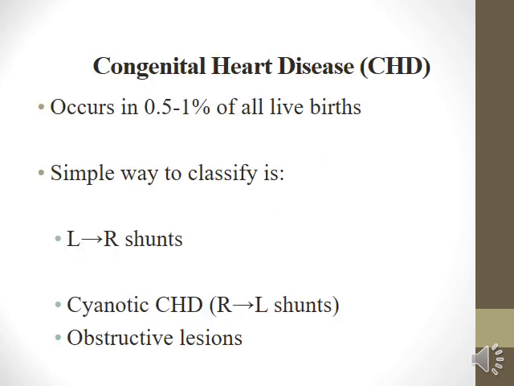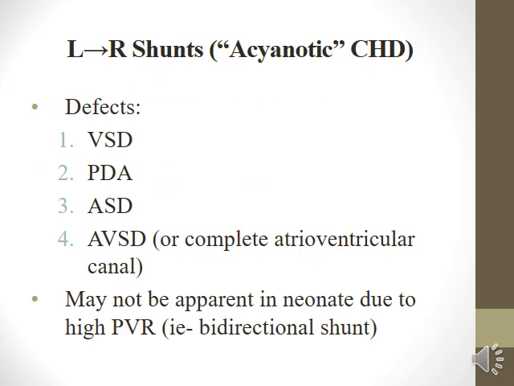Congenital heart disease, cyanotic congenital heart disease. Congenital heart disease occurs in 0.5 to 1% of all live births. A simple way to classify is left to right shunts, right to left shunts, and obstructive lesions. In cyanotic congenital heart disease, there is a right to left shunt, because deoxygenated blood is shunted from the right side of the circulation to the left side of the circulation. Left to right shunt is acyanotic congenital heart disease.